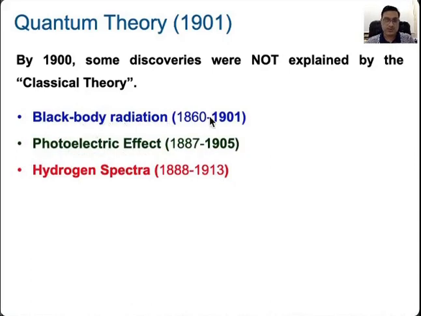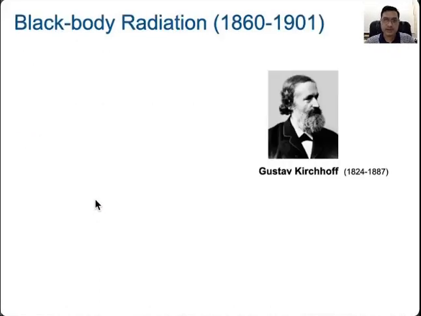The black body radiation was first observed in 1860. So these are the times when these phenomena were observed, and these are the times when these phenomena were satisfactorily explained using quantum theory. Black body radiation you have learned in your 11th standard, whereas the photoelectric effect and hydrogen spectra you have learned in your 12th standard. So what I'm going to do is just recap very briefly all these facts and how quantum theory came to explain all these phenomena successfully. So let me first pick black body radiation.